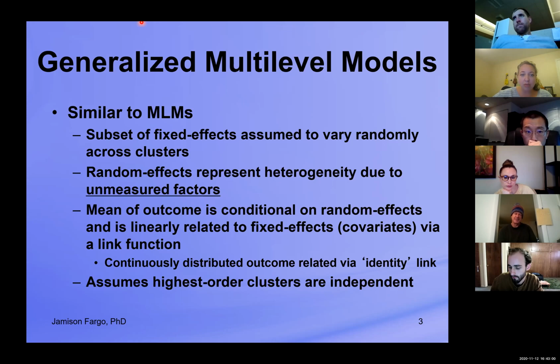So they're similar to multi-level models. It is a multi-level model. We are going to have fixed effects that we assume to vary randomly across clusters. And the random effects are to deal with everything else that we didn't measure. So random effects pick up all of the person-to-person variance that is not attributable to things we measured.